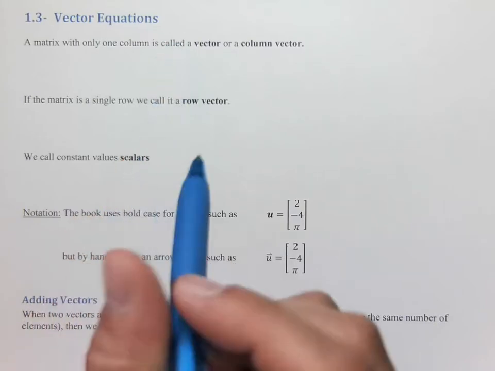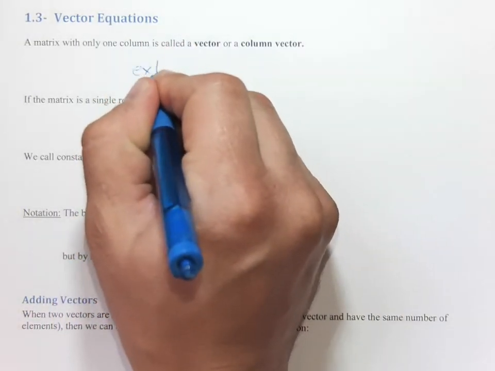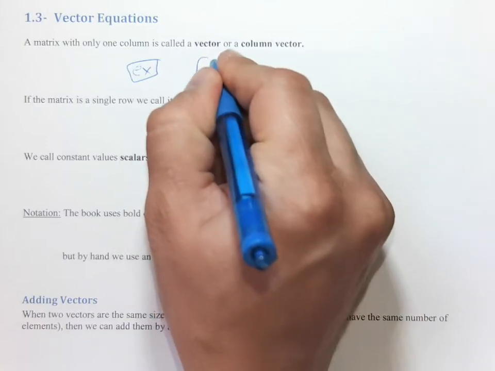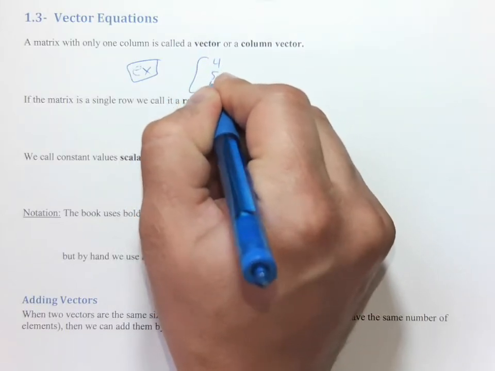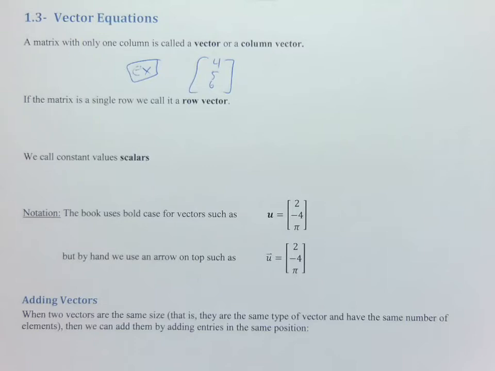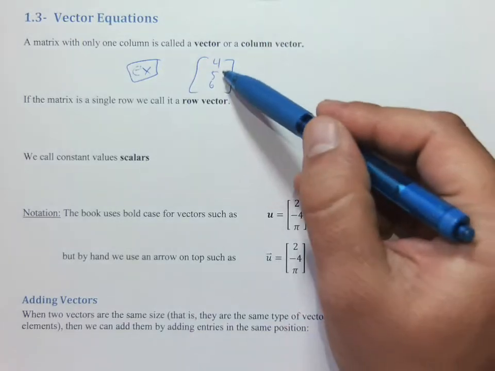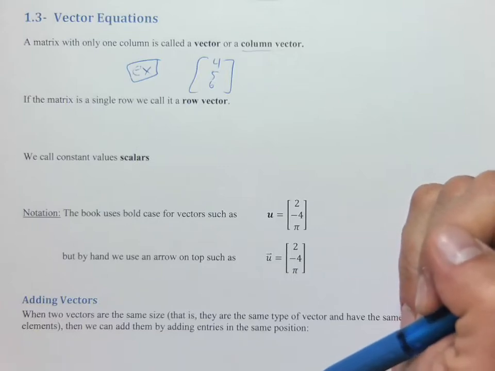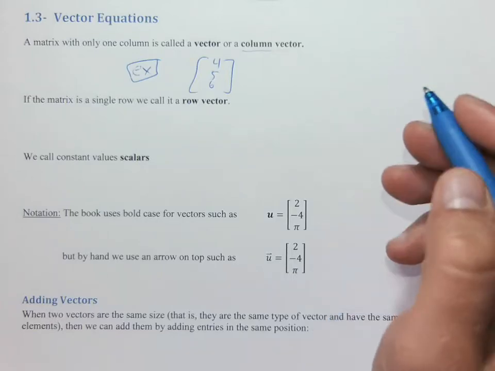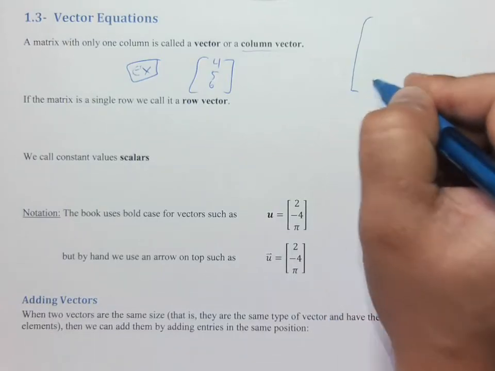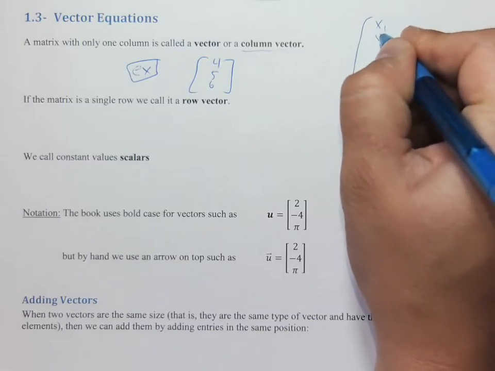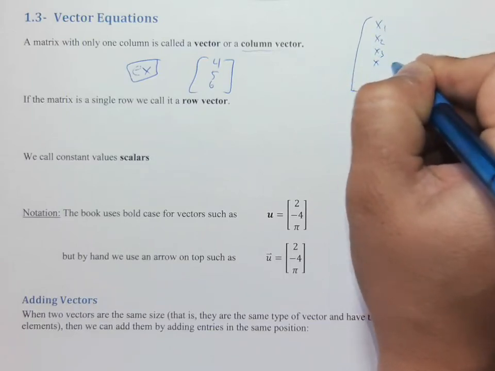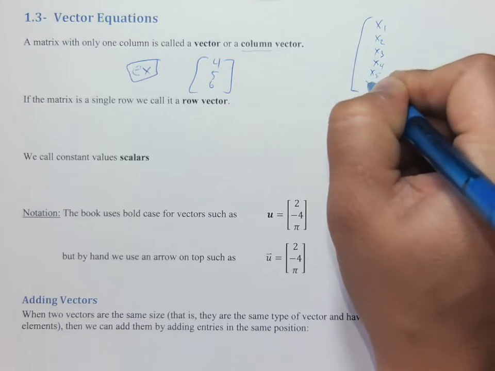For example, if I write a matrix like this with just one column, 4, 5, 6, we would call that a vector. Since it's a column, we could also think about it as a column vector. And it could have any number of entries. Here's a general example, x1, x2 through x6, that has 6 entries.